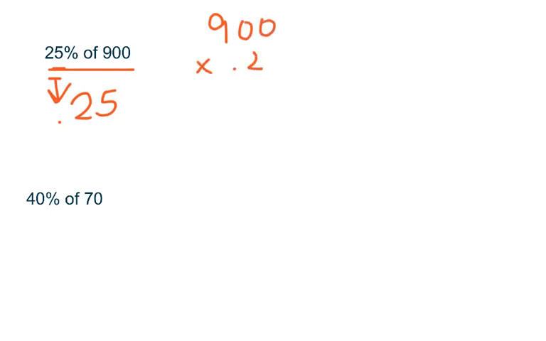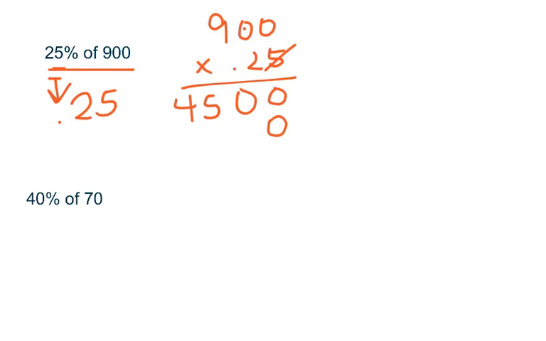25% of 900. Okay, so what I like to do is I like to immediately look at my percent, and I'm going to change my percent into a decimal. 0.25 equals 25 hundredths. Now I'm going to multiply 900 times 0.25. Okay, so 5 times 0 is 0, 5 times 0 is 0, 5 times 9, 45. Then I'm going to cross out the 5, put a 0 for placement.